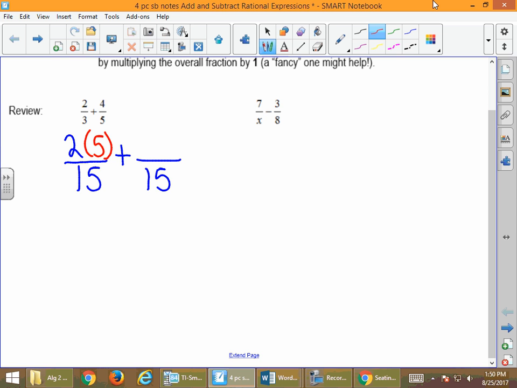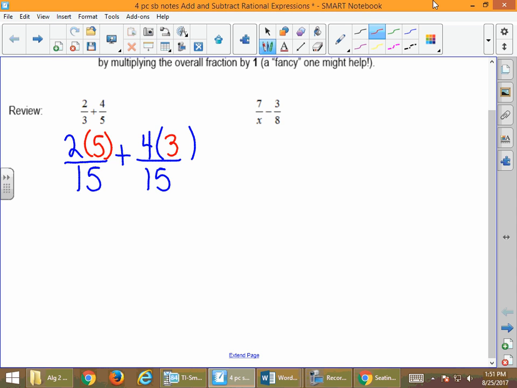Same thing over here in the next fraction, the 4/5. What did we multiply 5 by to get 15? Well, we multiplied 5 times 3 to get 15. We already have the 4 in the numerator, which is the top of the fraction. But since we multiplied 5 by 3 to get 15, we have to multiply 4 by 3 also.